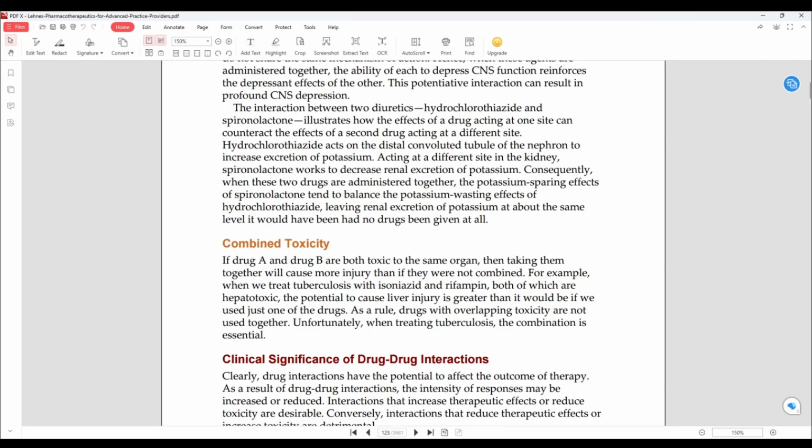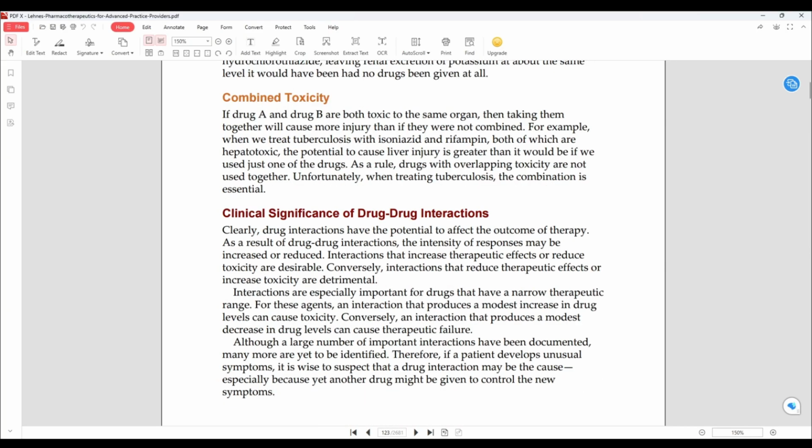Hydrochlorothiazide acts on the distal convoluted tubule of a nephron to increase excretion of potassium. Acting at a different site in the kidney, Aldactone works to decrease renal excretion of potassium. Consequently, when these two drugs are administered together, the potassium-sparing effects of Aldactone tend to balance the potassium-wasting effects of hydrochlorothiazide, leaving renal excretion of potassium at about the same level it would have been had no drug been given at all.